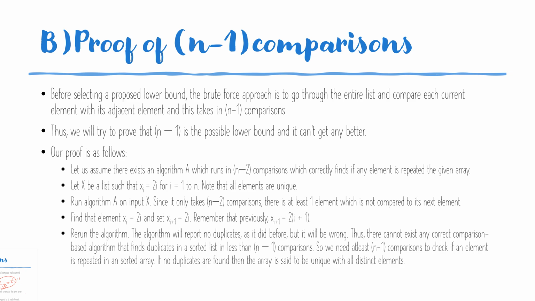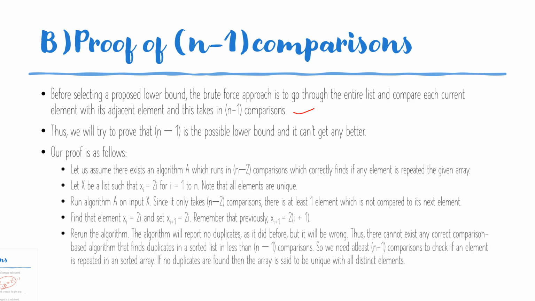Here in the second step, I'm showing that we need at least n minus 1 comparisons after the sorting. After sorting, we need to compare the adjacent elements, so we need at least n minus 1 comparisons for this. To show that, before proposing the lower bound, I gave the brute force approach for this entire list: n minus 1 comparisons.